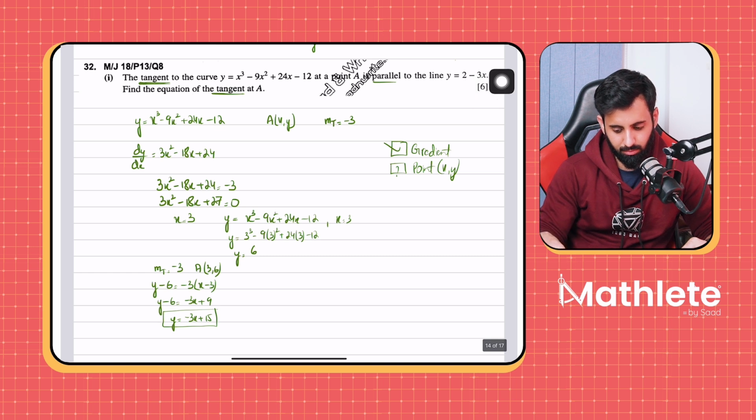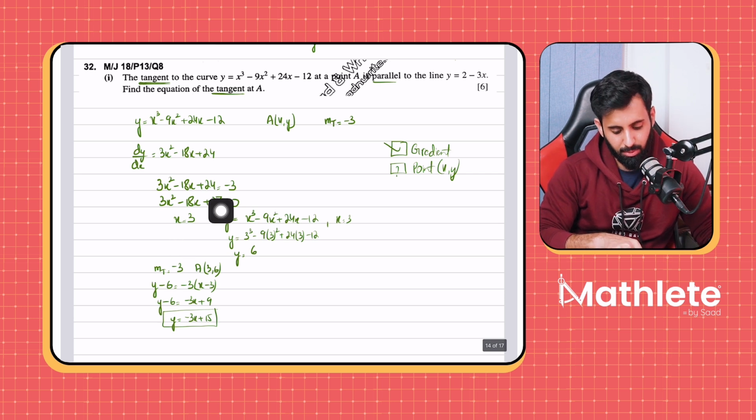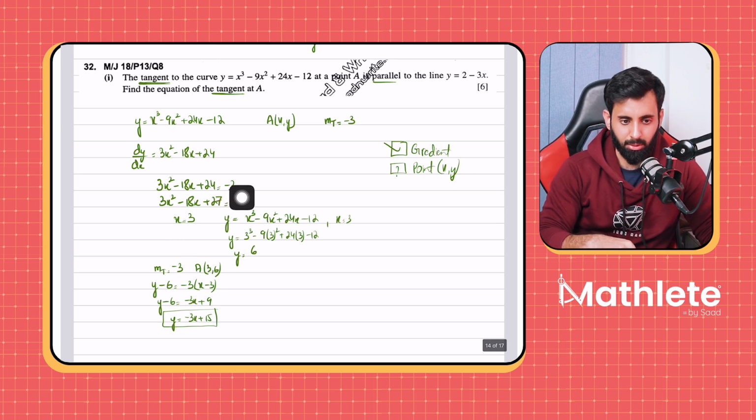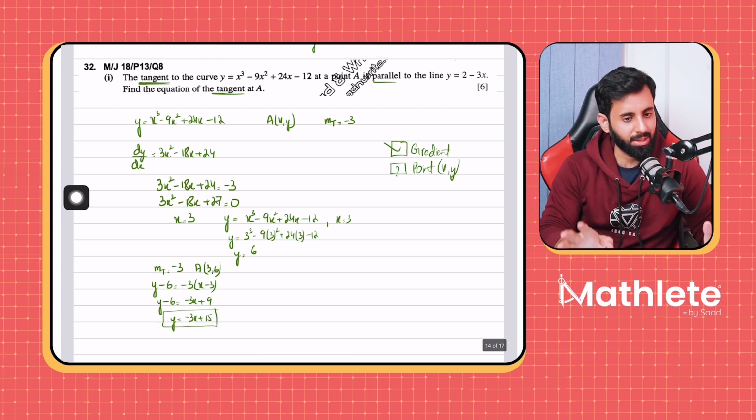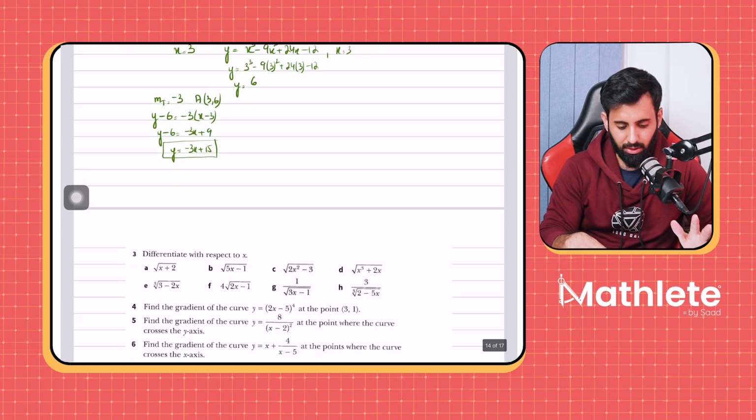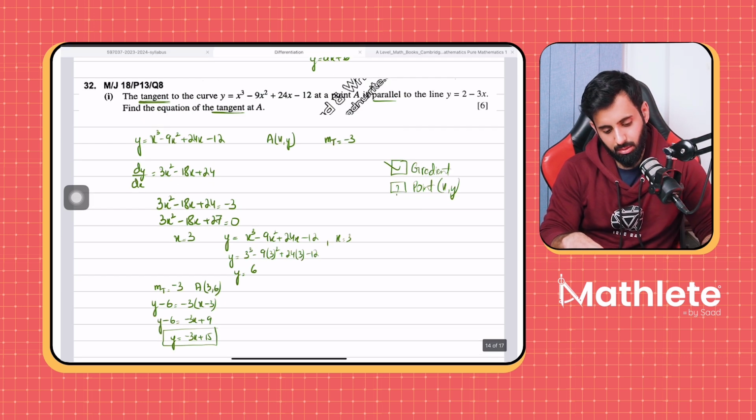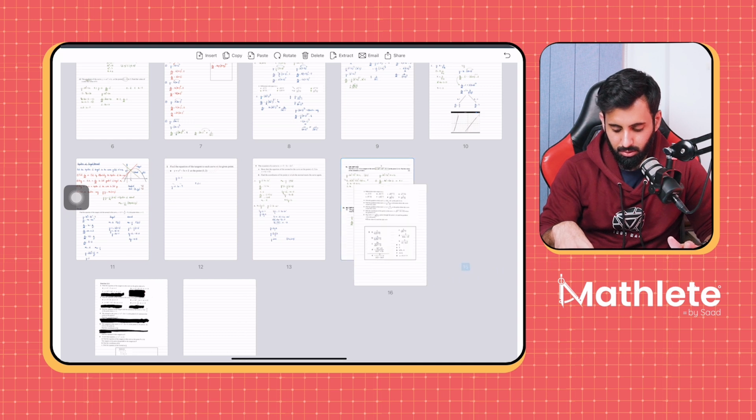Then what are you going to do? Let's say instead of parallel. Then before you equate it, the gradient would have been not 3, not minus 3. In fact, it would have been 1 upon 3. So watch out for these keywords. This is the max that can happen in questions like these. You just got to be able to read the question carefully and not jump to any conclusions.